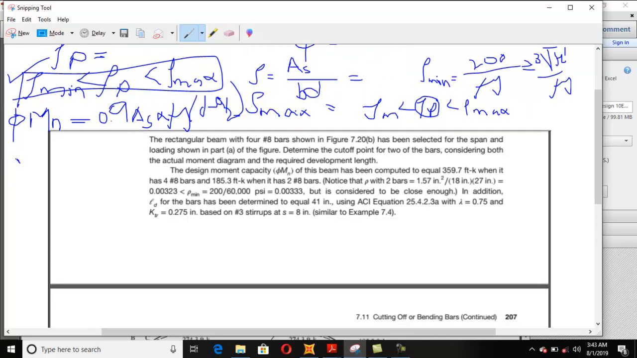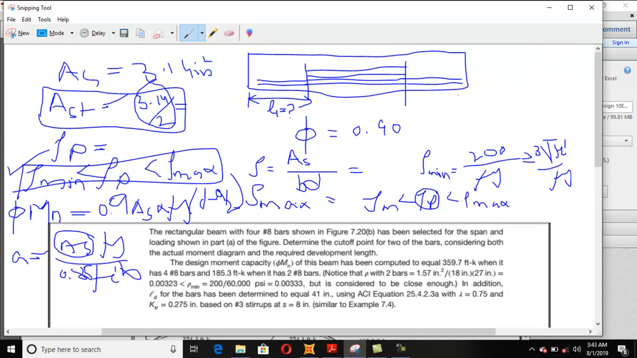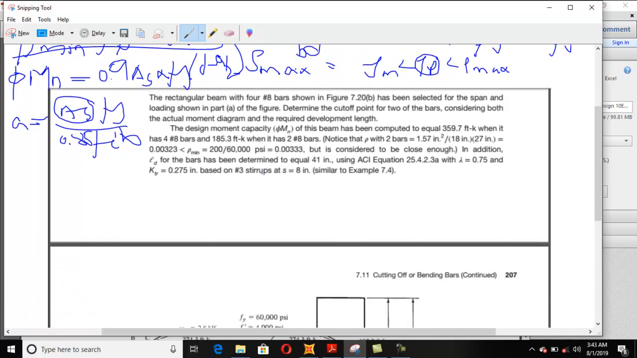How can you calculate it? A is equal to Fy divided by 0.8 Fc prime into B. Clear? So S will be what? S will be half of this 3.14 value, because you are providing 2 bars. So basically here they did this step.